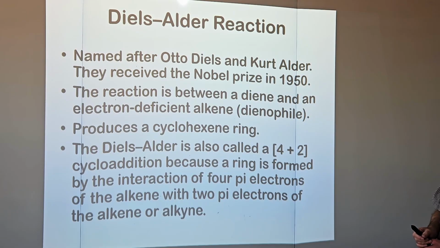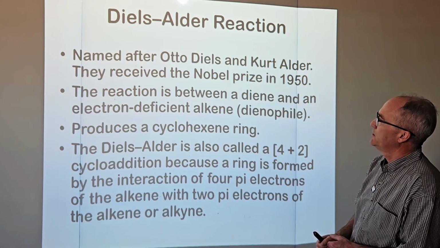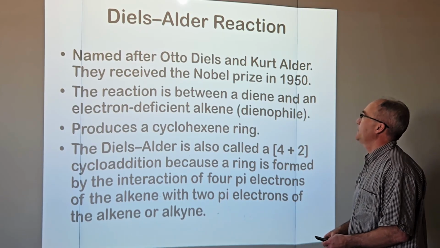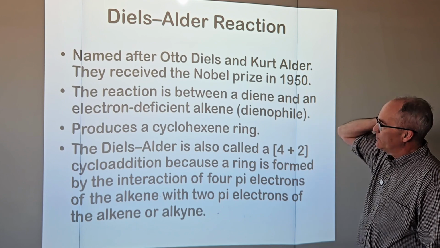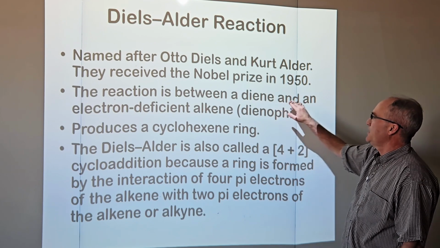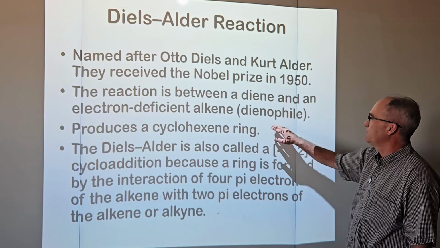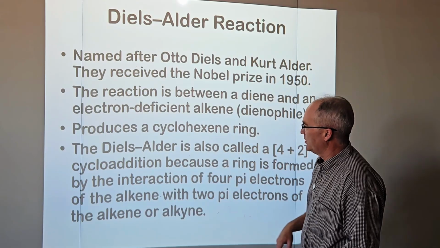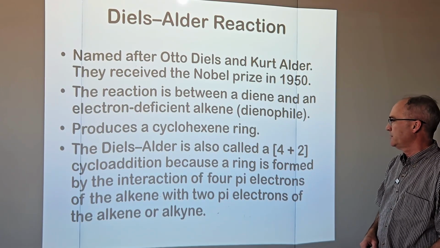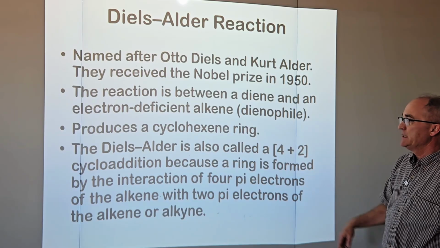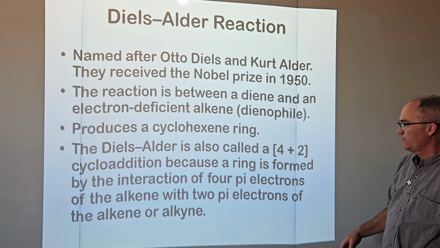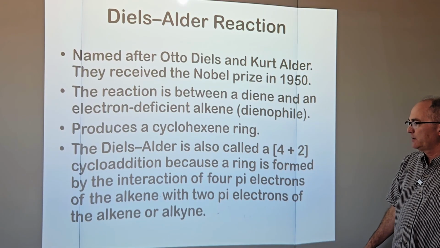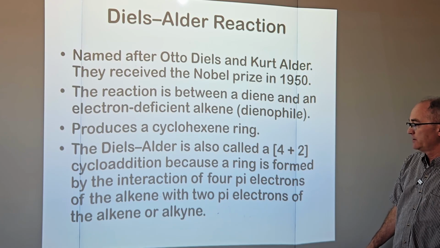Last thing we're going to look at is this thing called a Diels-Alder reaction, named after Otto Diels and Kurt Alder. They got a Nobel Prize in 1950, 75 years ago. The reaction is between a diene and an electron-deficient alkene, which we call the dienophile. And we get a 6-membered ring out of it with a double bond. The Diels-Alder is also called a 4+2 cycloaddition because a ring is formed by the interactions of 4 pi electrons of the diene with the 2 pi electrons of the dienophile.